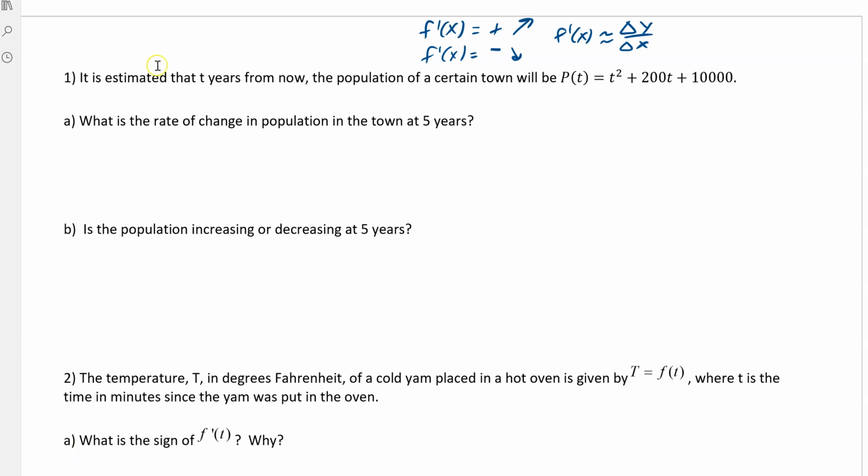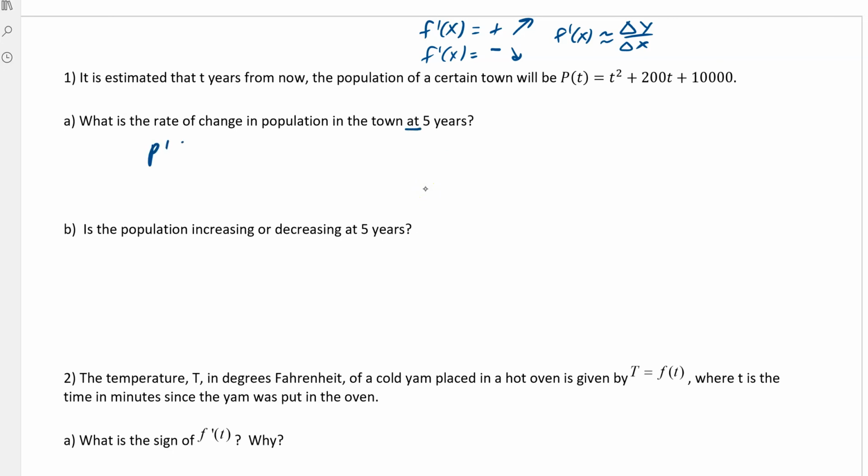So it is estimated that t years from now, the population of a certain town will be this little formula. If we plug in any value of t, it'll tell us the population of the town, an approximation of it. Someone has gone through, looked at the data, and says it looks like a parabola, and they've done a regression, and it's given them this function. All right, so it says, what is the rate of change in population in the town at 5 years? We can tell here that we want the instantaneous because it wants at 5 years.